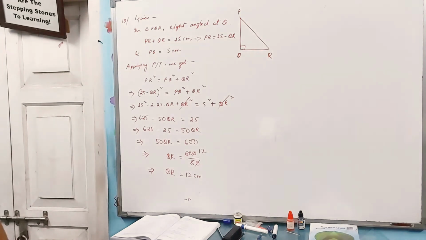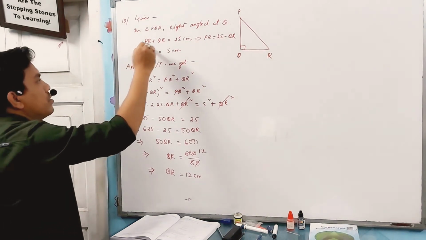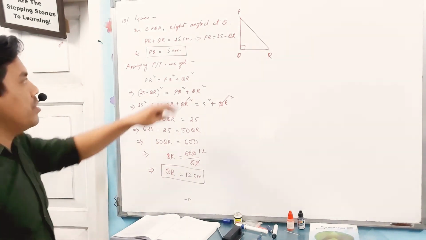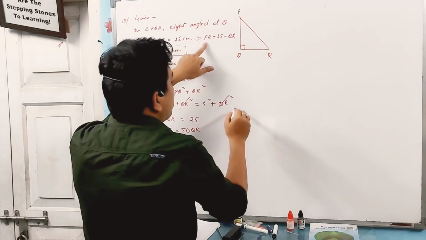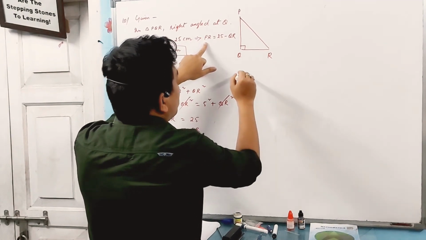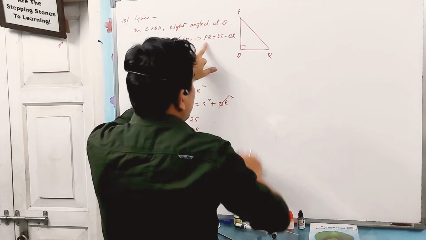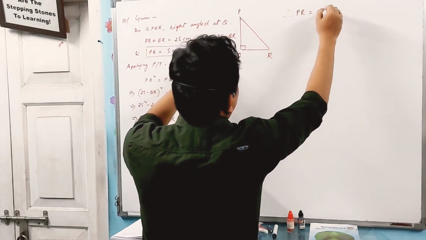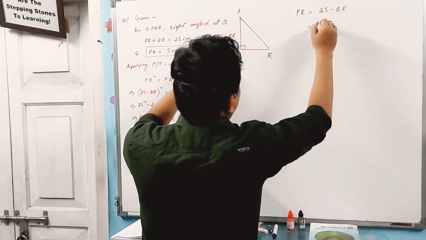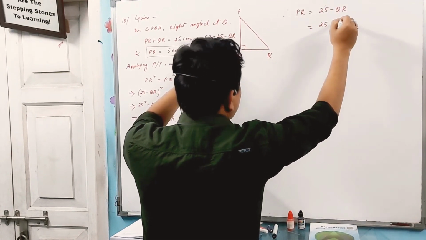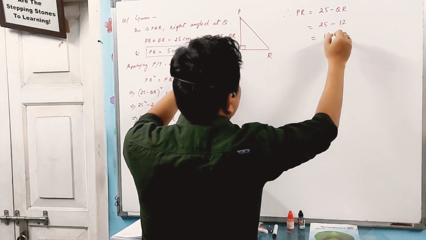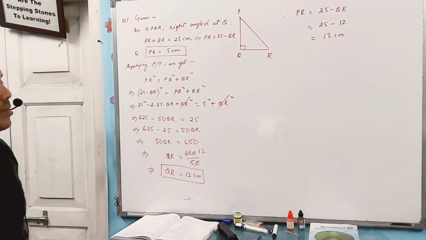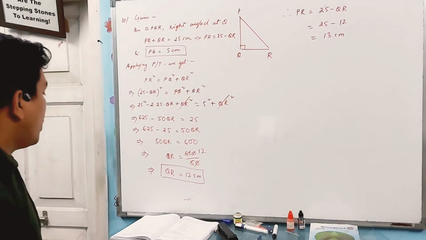Okay. Now we know the value of PQ as 5 centimeter. QR is 12 centimeter. Now we can find PR also. Okay. Therefore, let us write down here. Therefore, PR will be equal to 25 minus QR, that is 25 minus what we got here, 12, that is 13 centimeter. 25 minus 12, that is 13 centimeter. Clear? Alright.